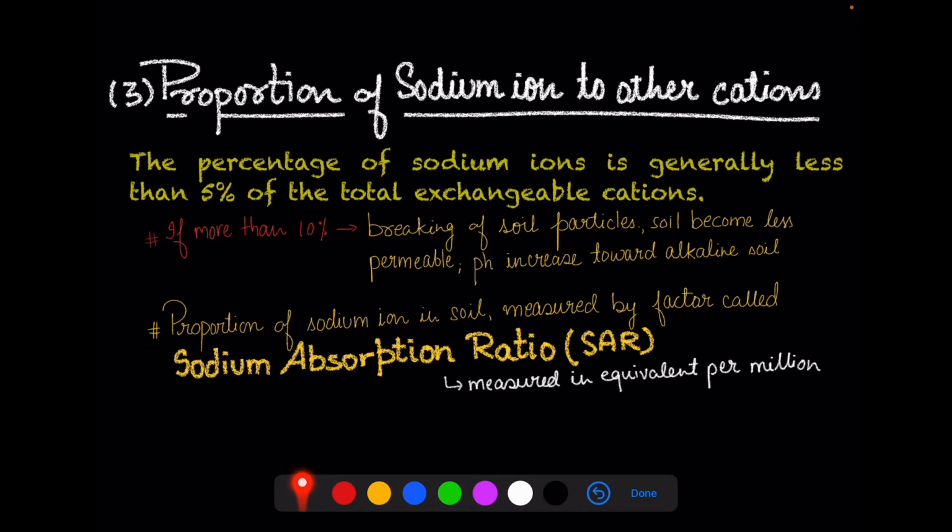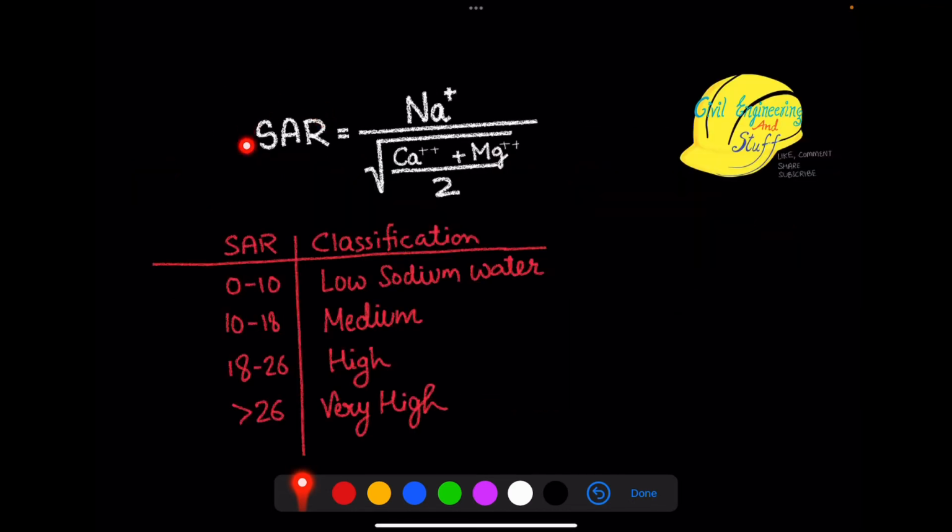Now this is measured using what we call a factor called the sodium absorption ratio, and is measured by the equivalent per million. The sodium absorption ratio is found out by the formula Na+ divided by the square root of (Ca2+ ion plus Mg2+ ion) divided by 2. This is the formula to find out the sodium absorption ratio.